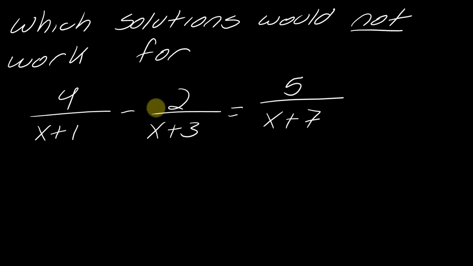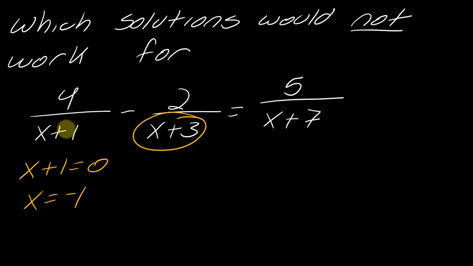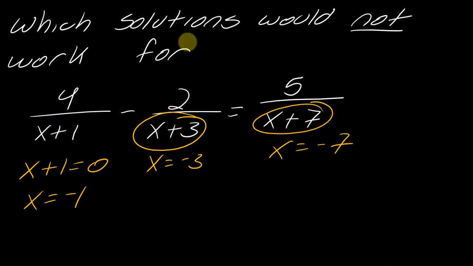That's the problem. So for this one, I literally just think, what could I plug into the denominator to make it 0? And if you are looking at that and you're like, I have no idea, we'll just set it equal to 0 and then solve. So for this one, x equals negative 1 would give me a 0. For this one, x equals negative 3 would give me a 0. And then for this one, x equals negative 7 would give me a 0. So in this case, there are 3 values that we could not have as a solution. So if we got these as a solution, we would have to throw them out.